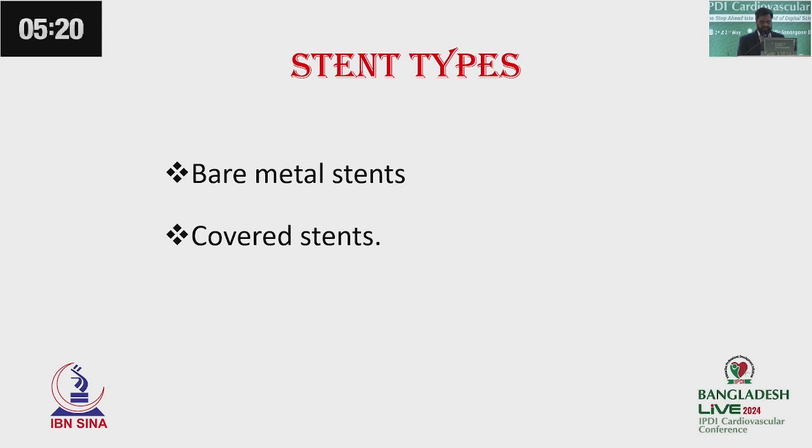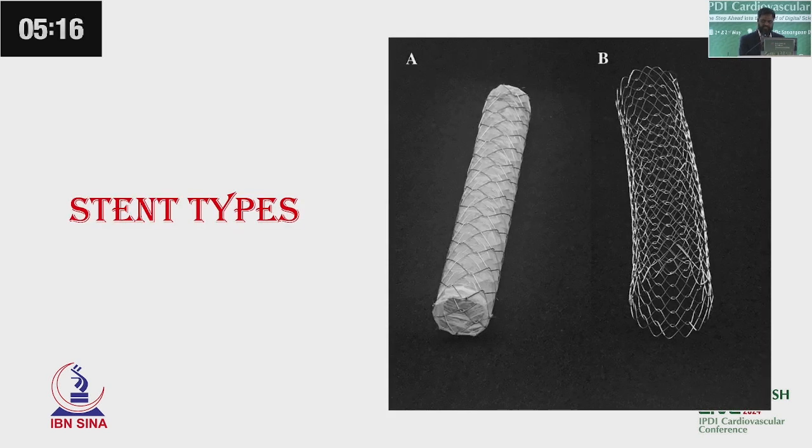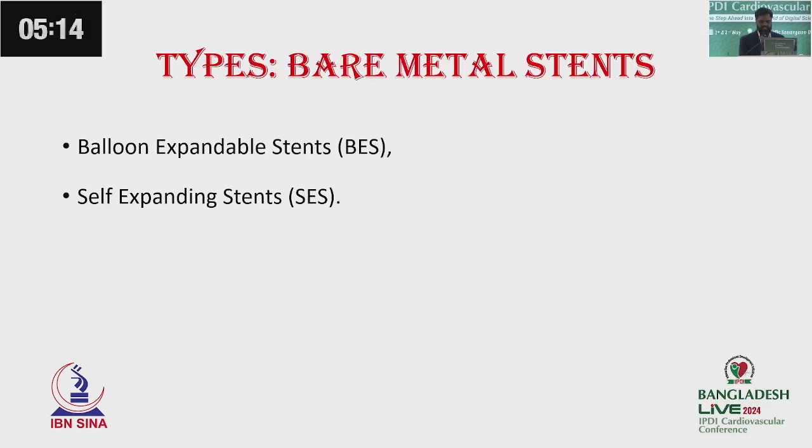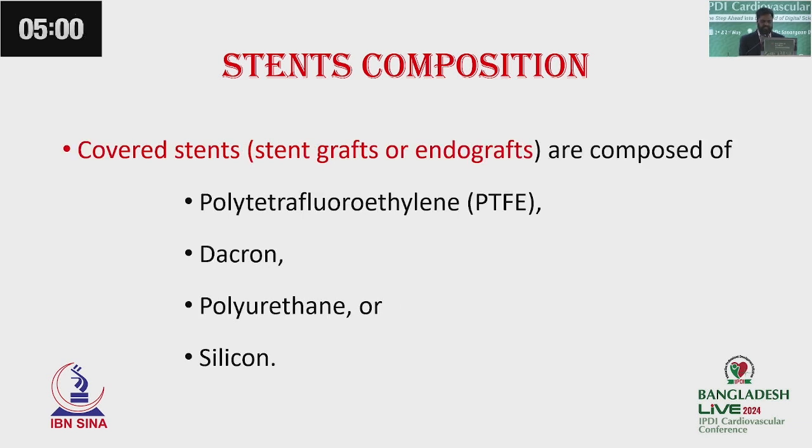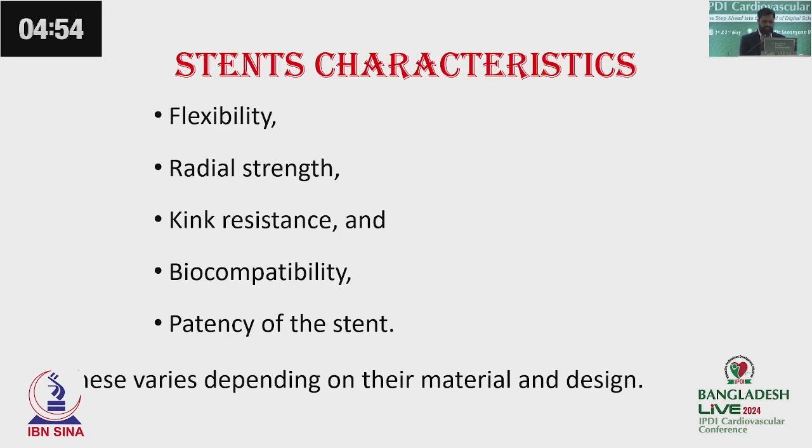There are various types of stents, including bare metal stents and covered stents. These are the pictures of covered and bare metal stents. Bare metal stents can be balloon expandable or self-expanding. Bare metal stents are composed of various materials, including stainless steel, nitinol, cobalt, chromium, etc. And covered stents add PTFE, Dacron, etc.